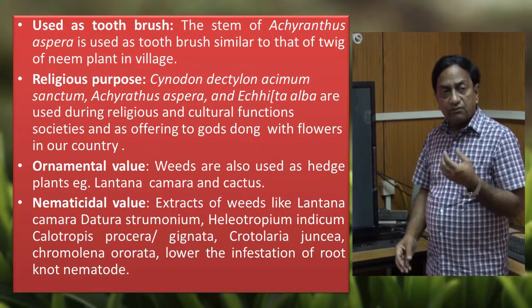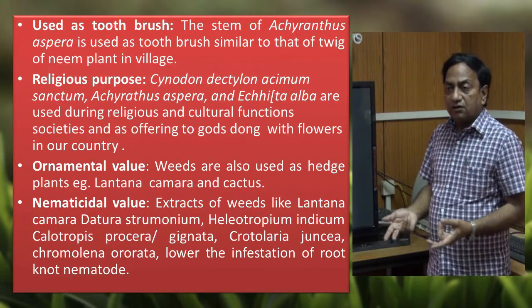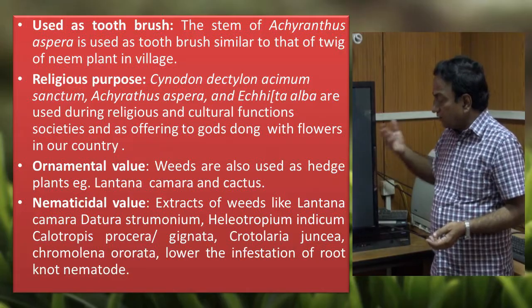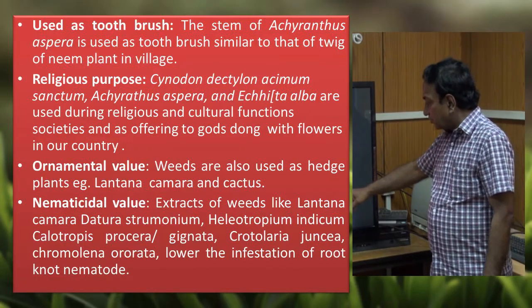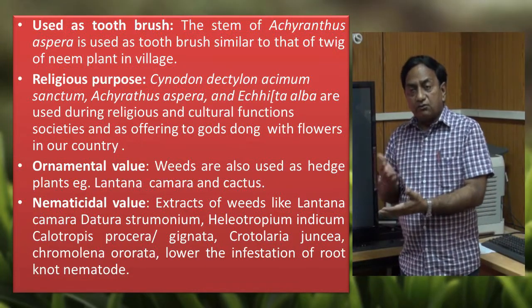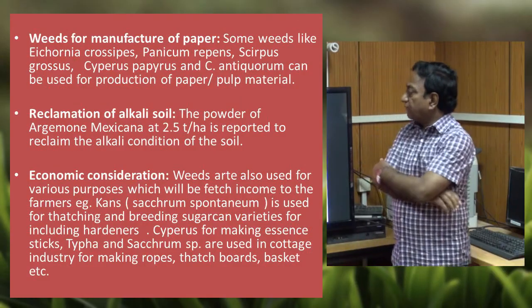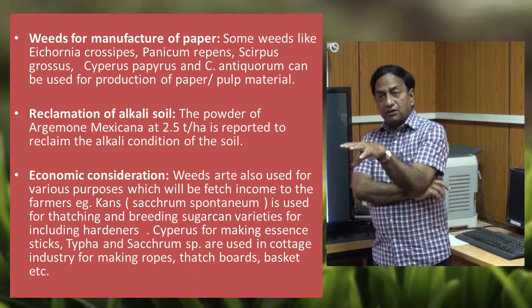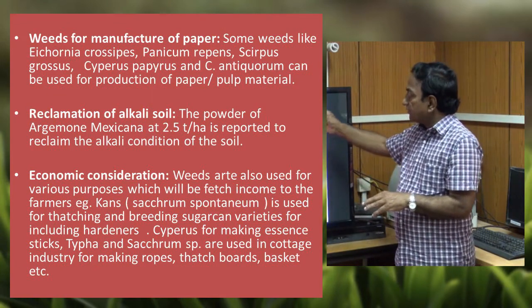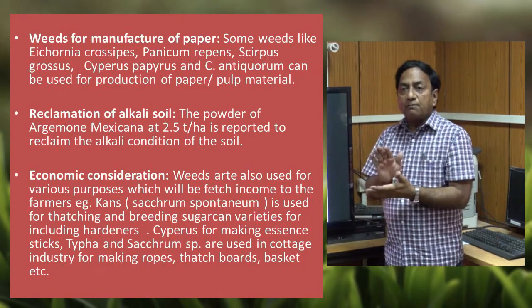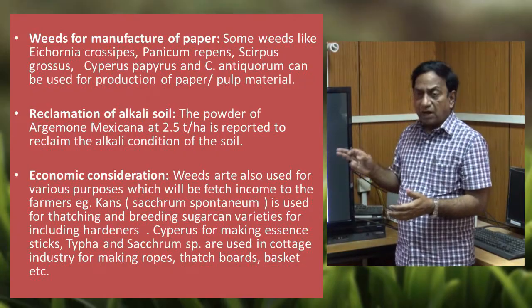Nematicidal value. A lot of weeds are there whose presence in the field is required because they have an anti-nematicidal effect and in this way limit nematodes. For example, Lantana camara, Datura, Heliotropium indicum, Calotropis gigantea. These are weeds whose extract can be used for nematicidal property. Weeds for manufacture of paper: whether it is Parthenium, Lantana camara, Eichhornia crassipes or Panicum repens, these are certain weeds which are utilized for paper making. Sometimes hardboard is also made from Parthenium hysterophorus.